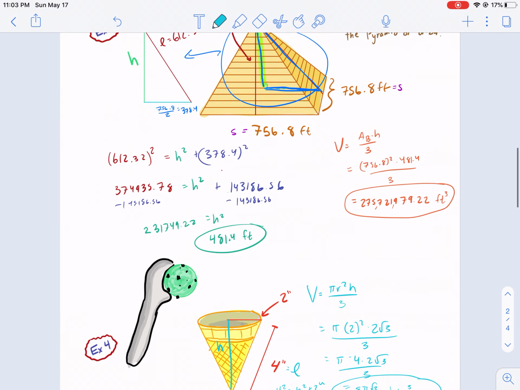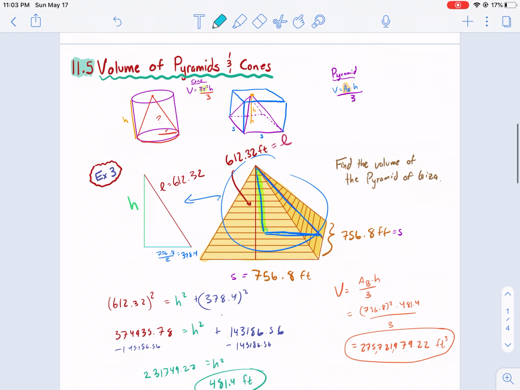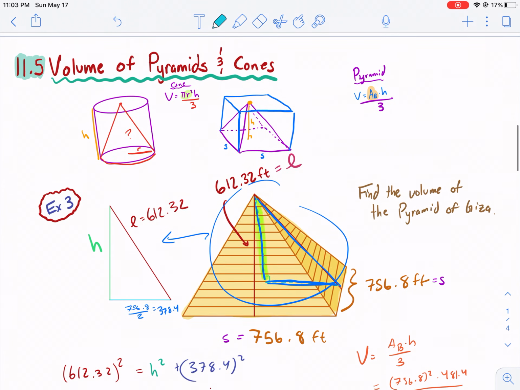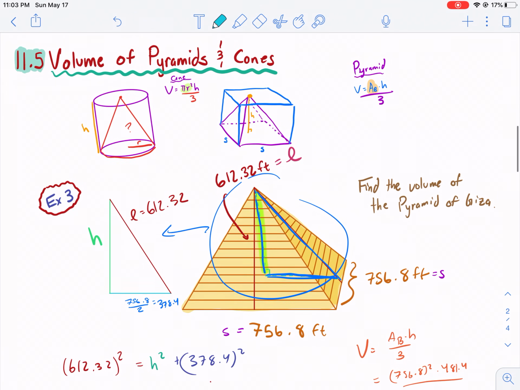Hope you guys found this helpful. Volumes of pyramids and cones actually aren't that bad. It's more of a matter of finding the proper measurements first, which you have to use some other principles of geometry like Pythagorean theorem, maybe some trig. But other than that, should be good.